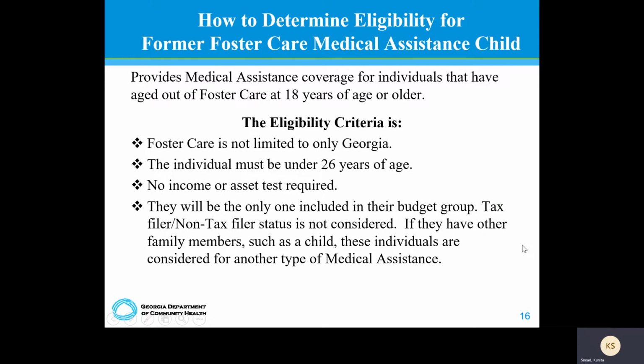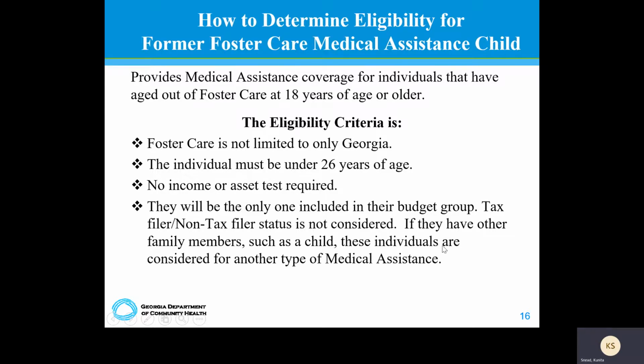And then the last aid category is your former foster care aid category. And these are for individuals who were in foster care, but they age out of foster care at the age of 18 or older. They have not reached their 26th birthday yet, meaning they're not 26 yet. And it is not only limited to Georgia. So if they were in foster care in California, Texas, New York, it doesn't matter as long as they meet these other criteria.